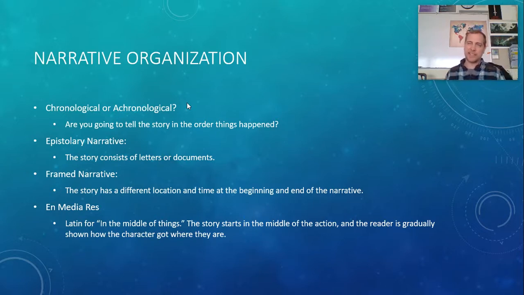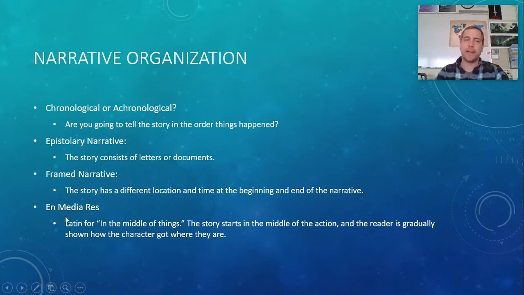And so typically what tends to happen with a frame narrative is it starts in the future, goes to the past, tells the story of the past, then jumps back to the future. So the narrative is framed, it's like bookended with a different time and place at the beginning and the end.